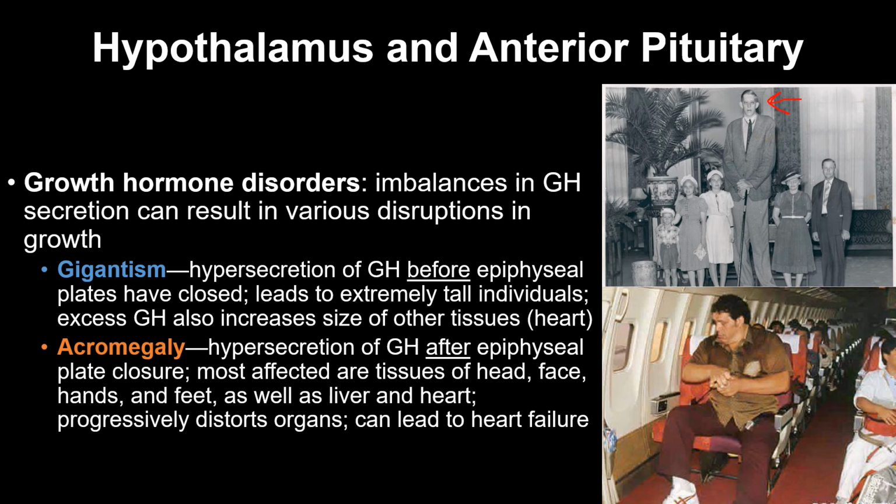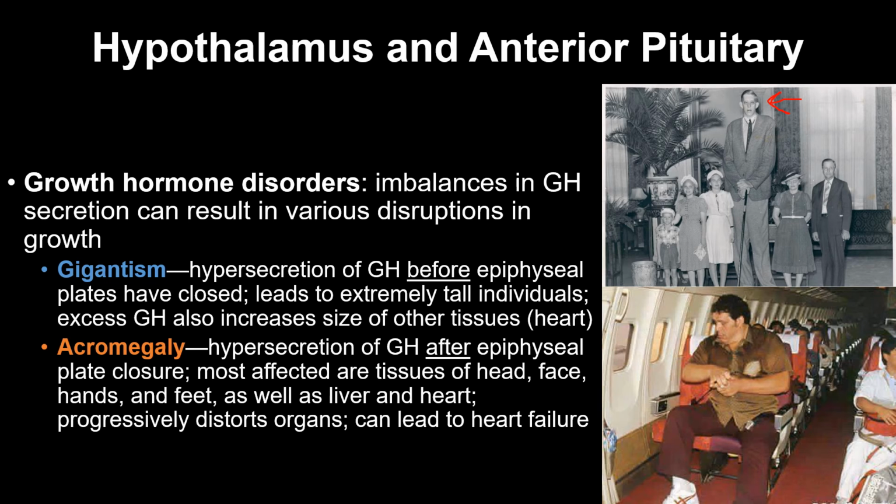He died at 22 of a heart attack, simply because his heart had grown too large, and it was just unable to supply his body with blood effectively. If this hypersecretion occurs after the closure of epiphyseal plates, the result is a different condition. It's called acromegaly. Longitudinal growth can no longer take place, so tissues instead increase in girth, particularly those of the head, face, hands, and feet, as well as vital organs like the heart and liver.